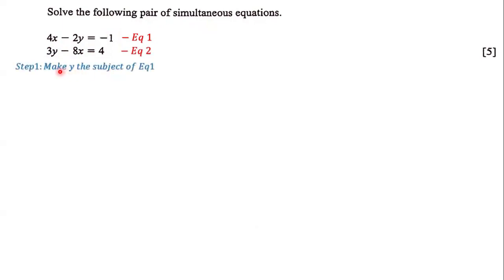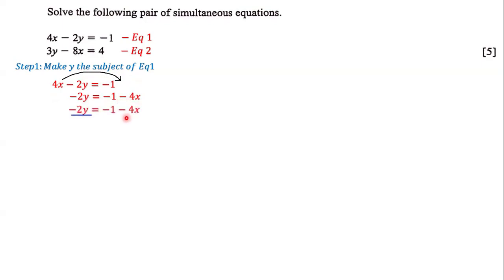Next, we're going to make y the subject of equation 1. Equation 1 is 4x minus 2y is equal to -1. So what we're going to do is take the 4x and send it over the equal sign. When we send it over the equal sign, this was positive 4x and it becomes a negative 4x. And so we have -2y is equal to -1 minus 4x.